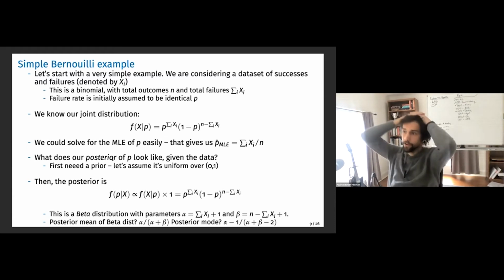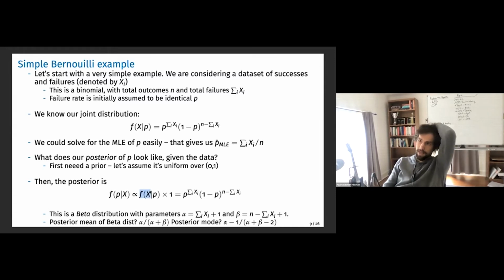Then the posterior is going to be proportional to f of x conditional on p times 1, right? Because it's just a uniform. It's 1 over 1. Which is just going to give us back the same equation. Arithmetically, it looks the same.